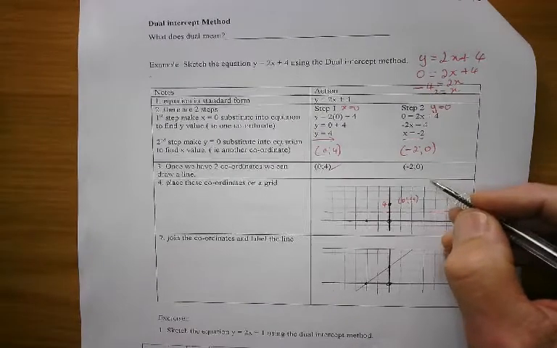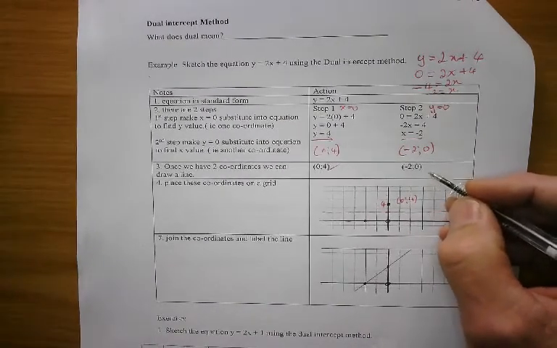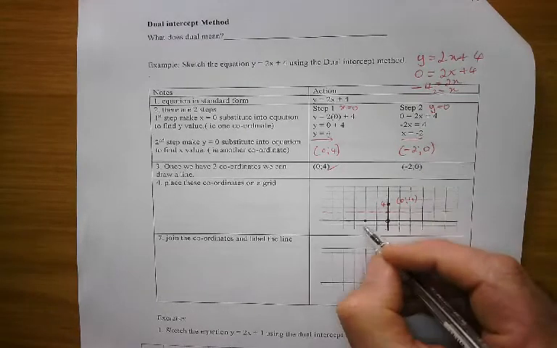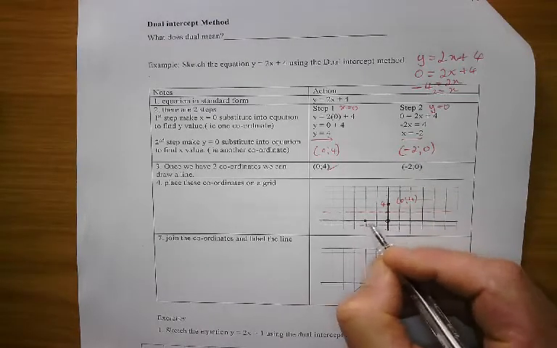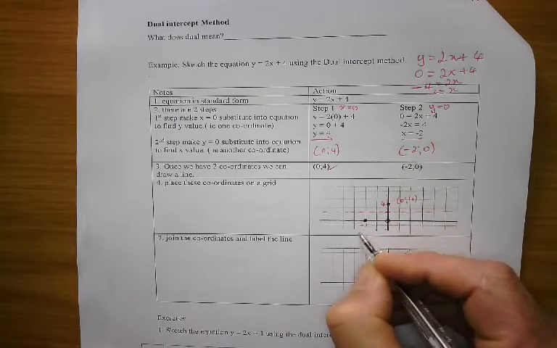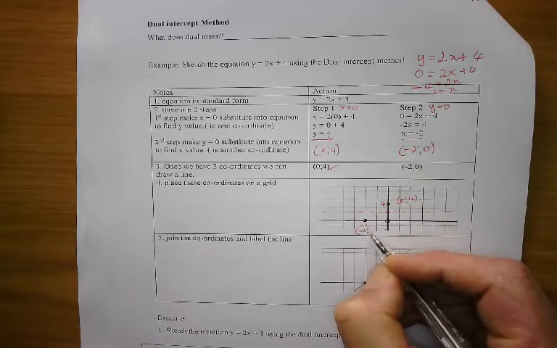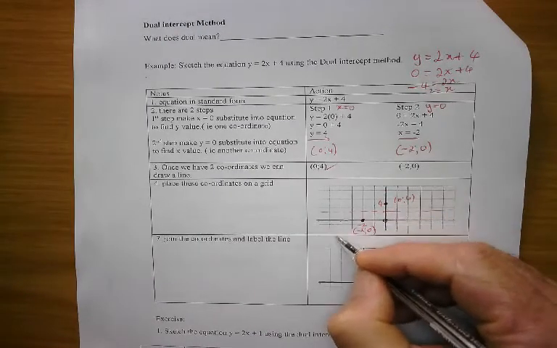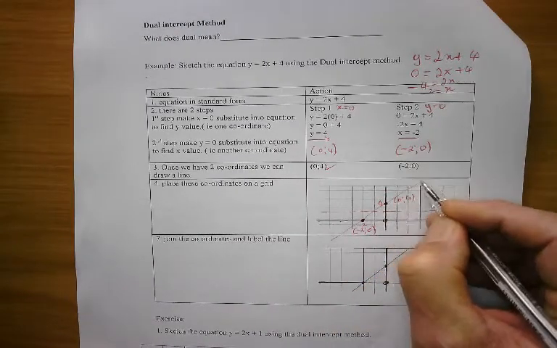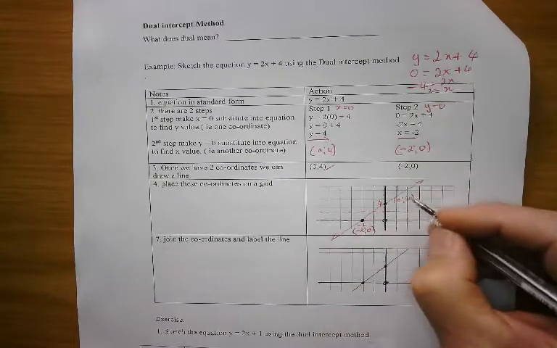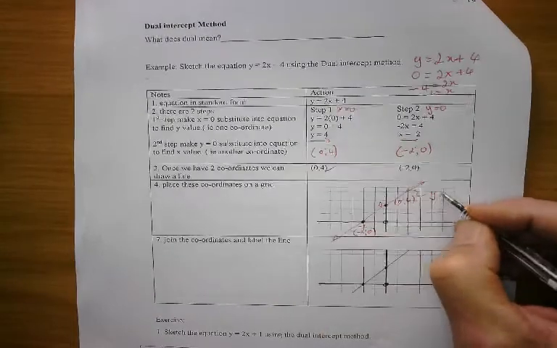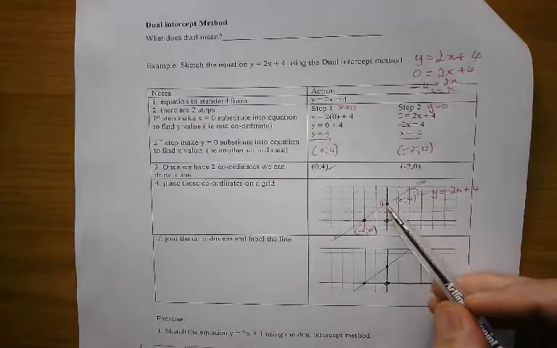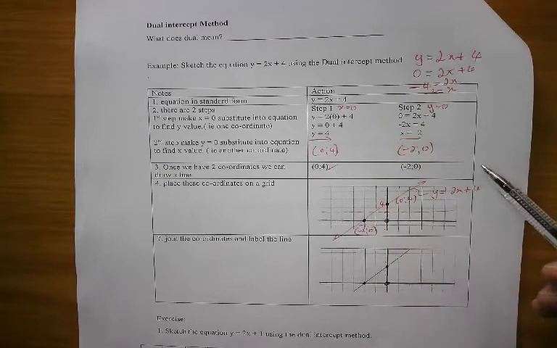The next coordinate is (-2, 0). So let's sketch that. There's minus 2. When x is minus 2, y is 0. At this point here, x is minus 2 and y is 0. I've got two coordinates. I can now draw a line through those. This line here represents the equation y is equal to 2x plus 4. We've used the dual intercept method to sketch the same line.